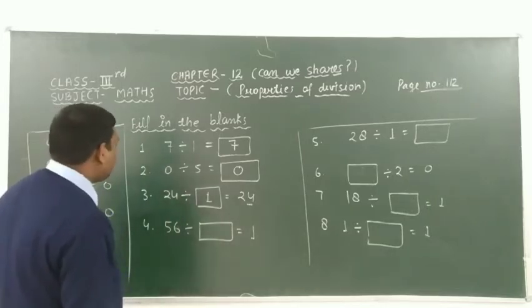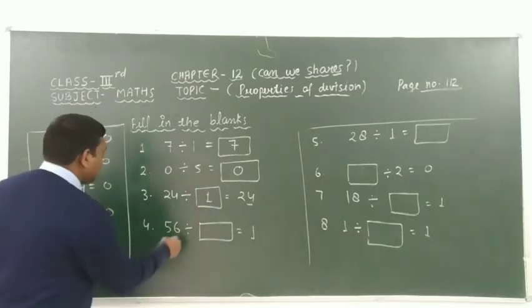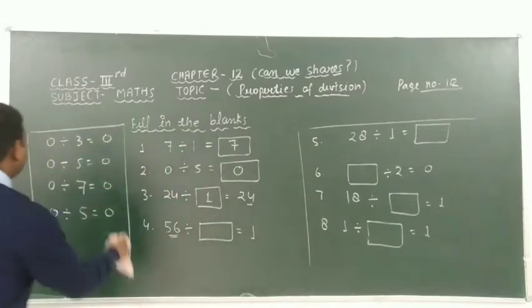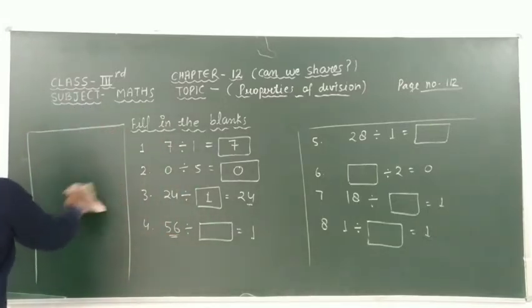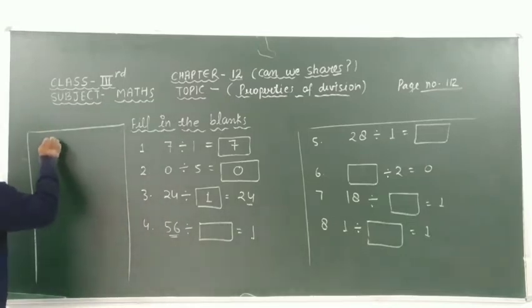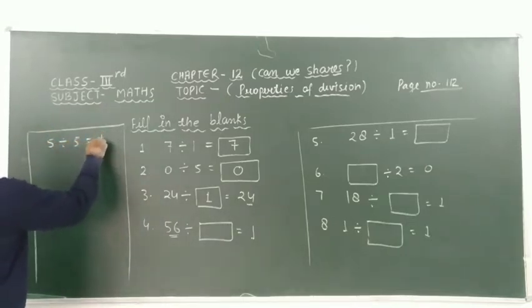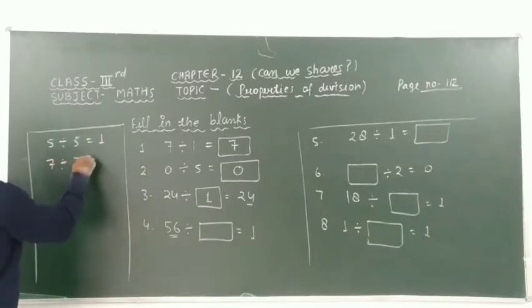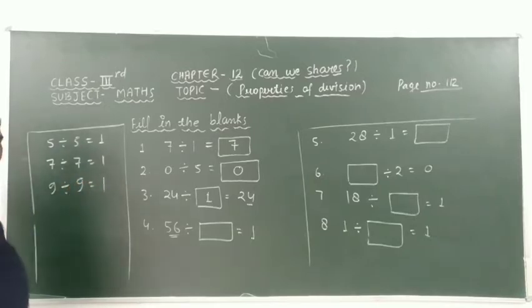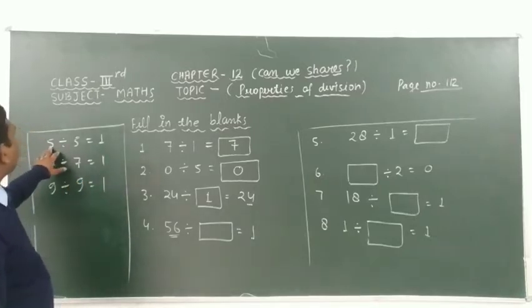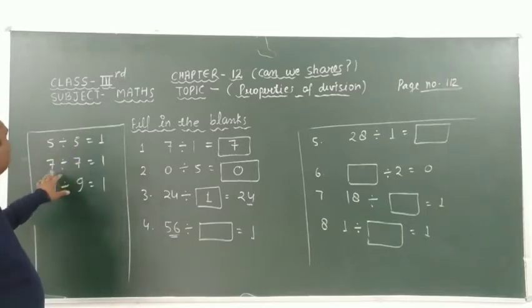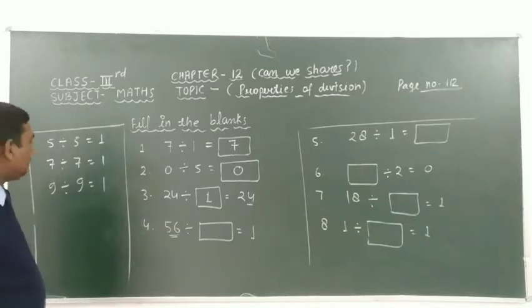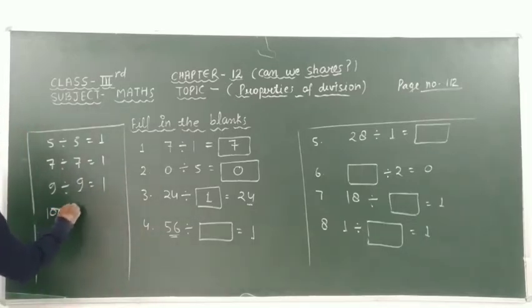Okay. In question number 4, dear students, look at here carefully. Condition third: if we have to take the division of the same number, then we get 1. It means that 5 divided by 5 is equal to 1, 7 divided by 7 is equal to 1, 9 divided by 9 is equal to 1. Similarly, 100 divided by 100 is equal to 1.